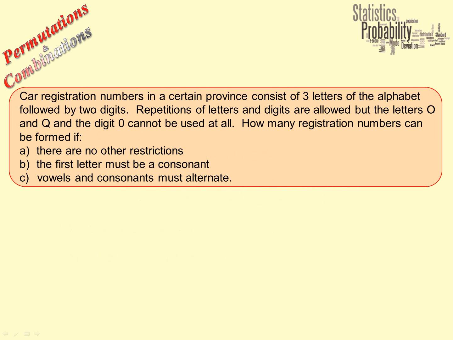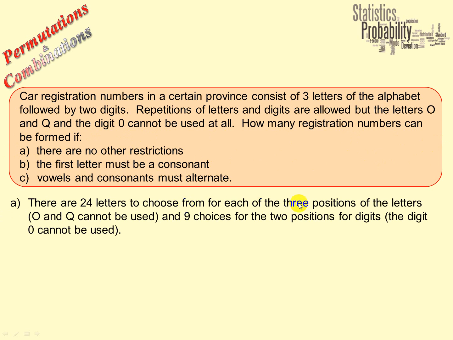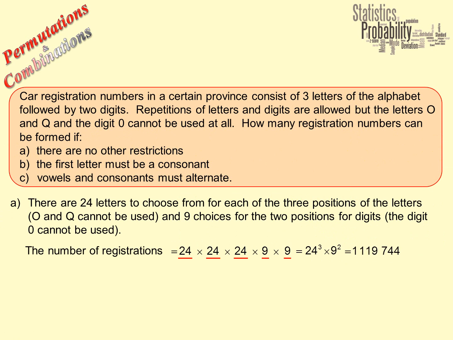Slightly more complex number, car registration number in a province, 3 letters and 2 digits. The repetitions of letters and digits are allowed, but the O and Q and the 0 are not to be used. Now that means we can use all letters but O and Q, so we have 24 letters and we have 9 digits to use. How many registrations can be formed if there are no other restrictions? So 24 to choose from for the 3 positions of letters and 9 for the 2 for the digits. So there we are, 24, 24, 24.